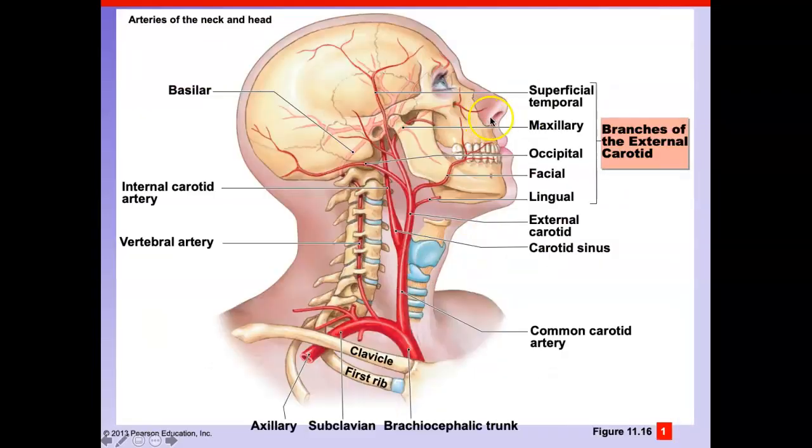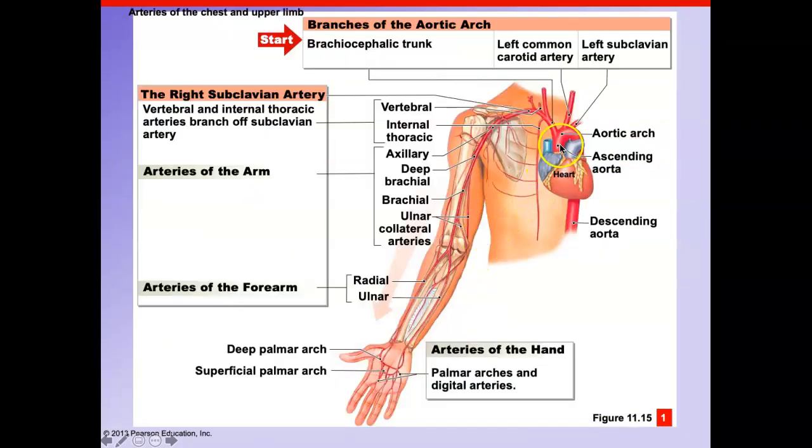Here we've got branches of the aortic arch, which are pretty important. So here's the aorta branching off, and there's going to be three main branches. The first one coming off here is called the brachiocephalic trunk, and then it's going to branch into the carotid and the axillary. And then we have our left common carotid and then left subclavian.